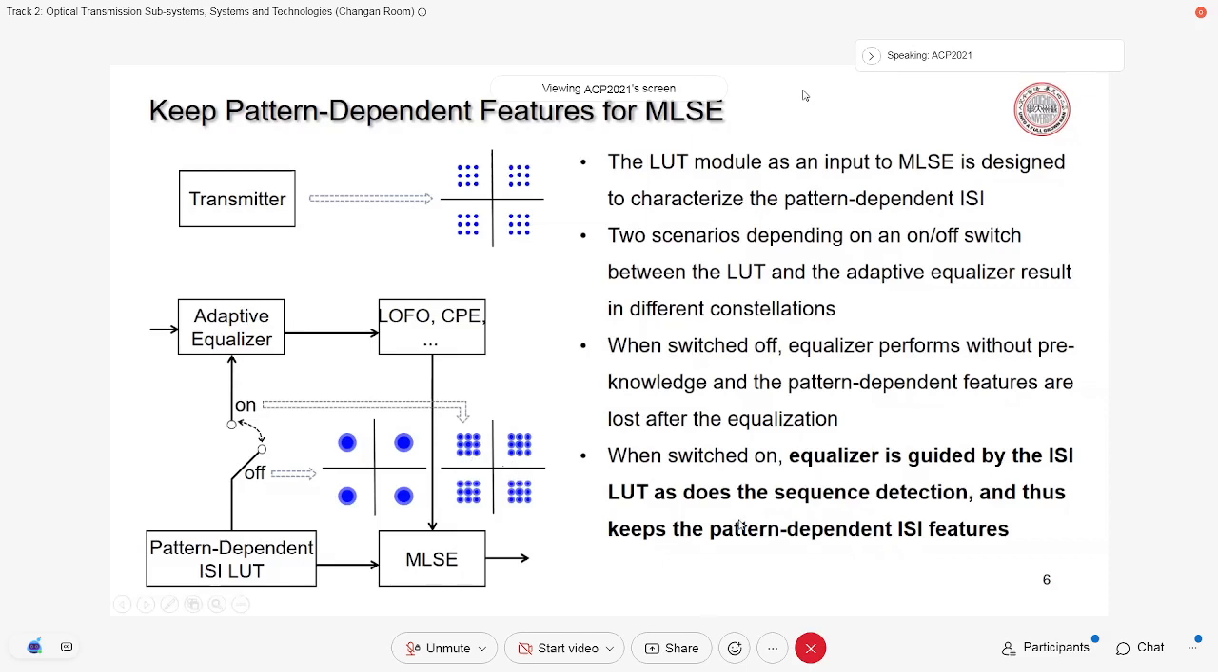And basically, I probably repeat this many times. The idea is the adaptive equalizer is guided by a lookup table, which also guides the MLC. So you have one guidance for the two modules, so they can cooperate with each other.